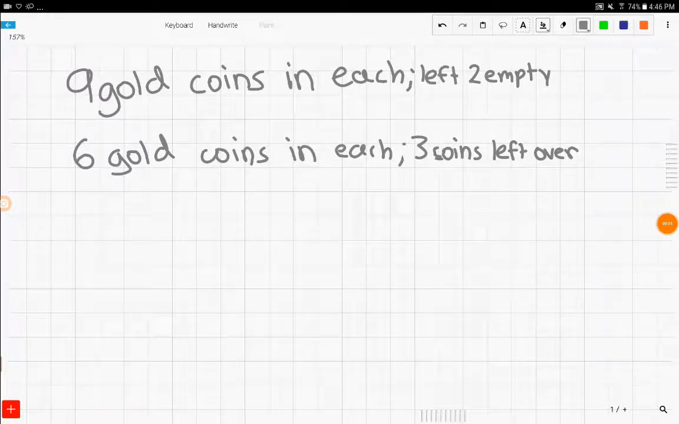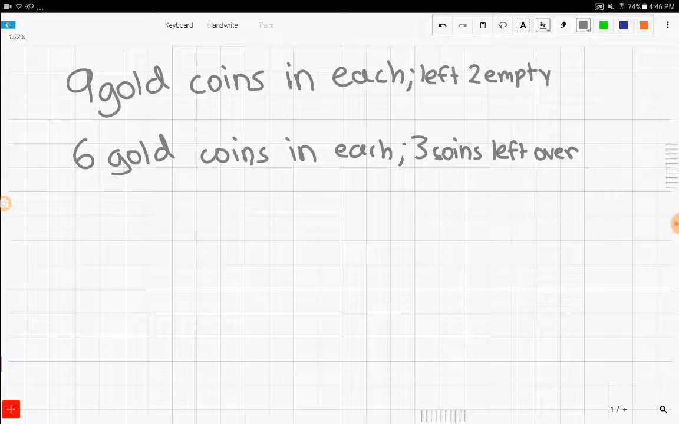Hello everybody, and in this video I'm going to show you how to solve the AMC 8 2017 problem number 17. So in this problem, it's pretty weird. You're sorting gold coins in chests, which does not make sense, but the problem asks for you to find the number of coins you have.